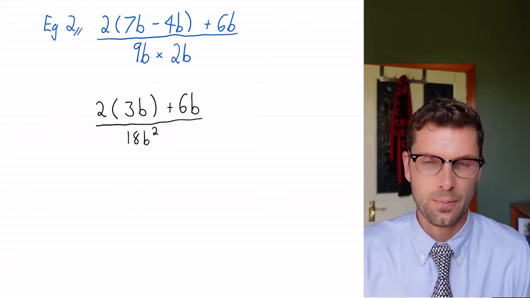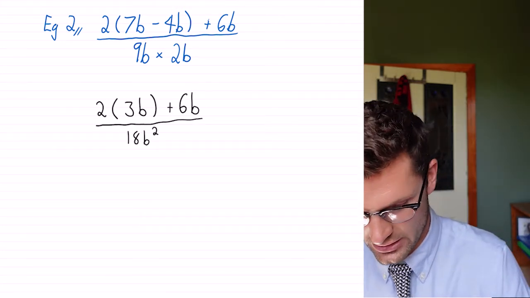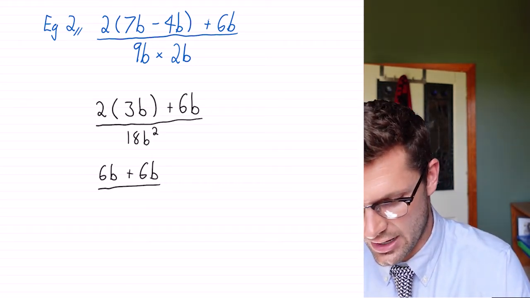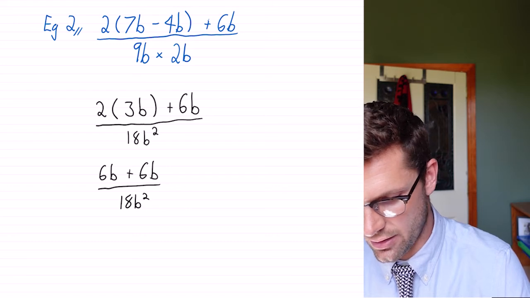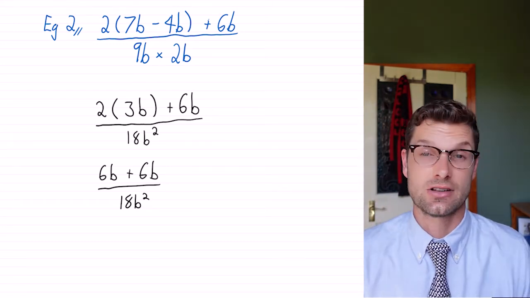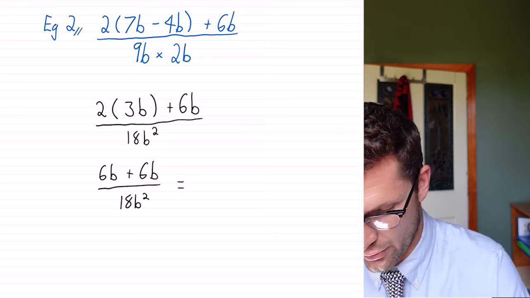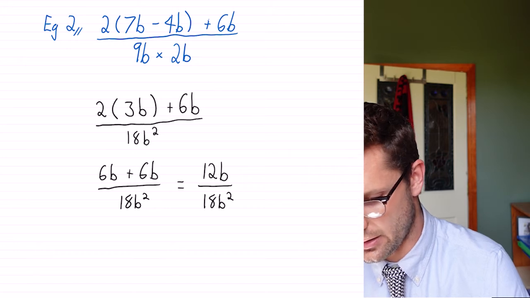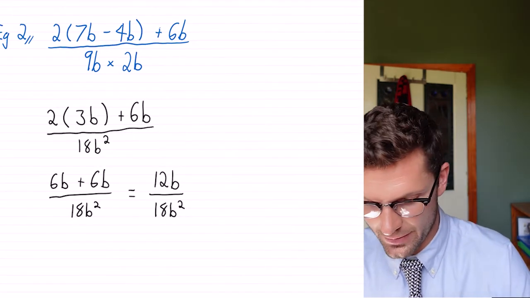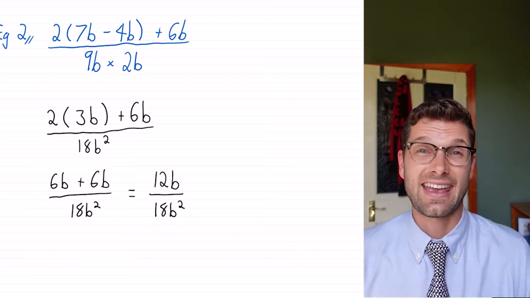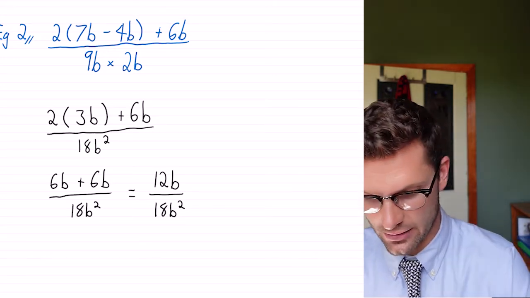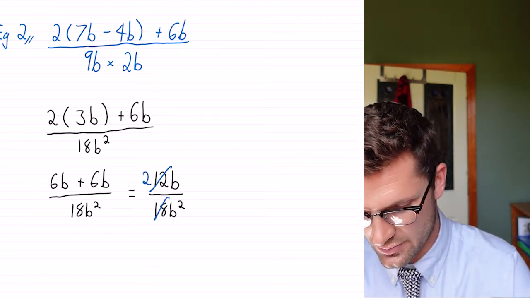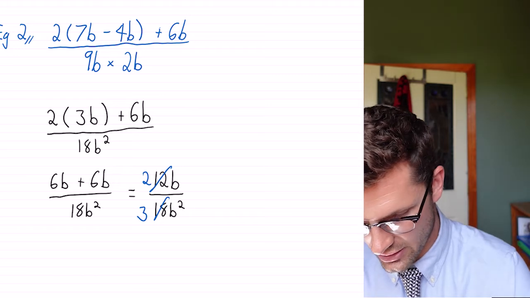Now we've got to solve this top to make sure it's like nice and simple for us. So 2 times 3b is 6b plus 6b still over 18b squared. And because on the top those are like terms, we can add those together as well. So this is equal to 12b over 18b squared. From here we are going to have to simplify, right? Again, if you're not huge on this, just throw it into your calculator, but the highest common factor between these two is 6. 6 goes into 12 2 times, 6 goes into 18 3 times.